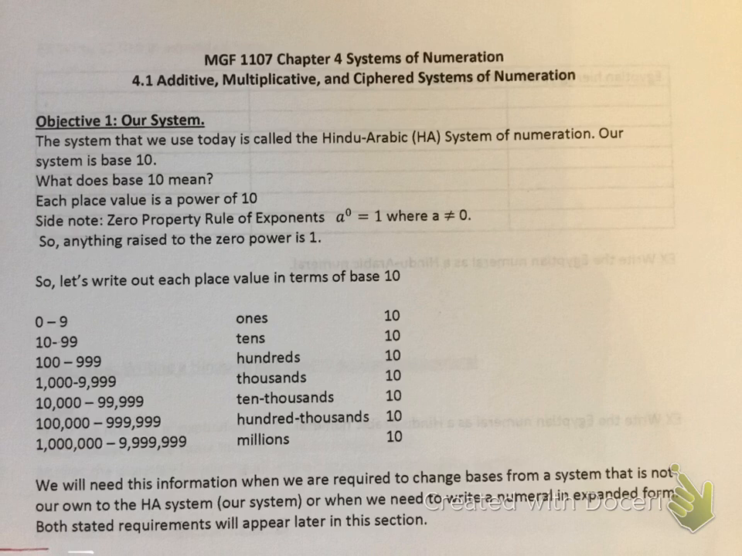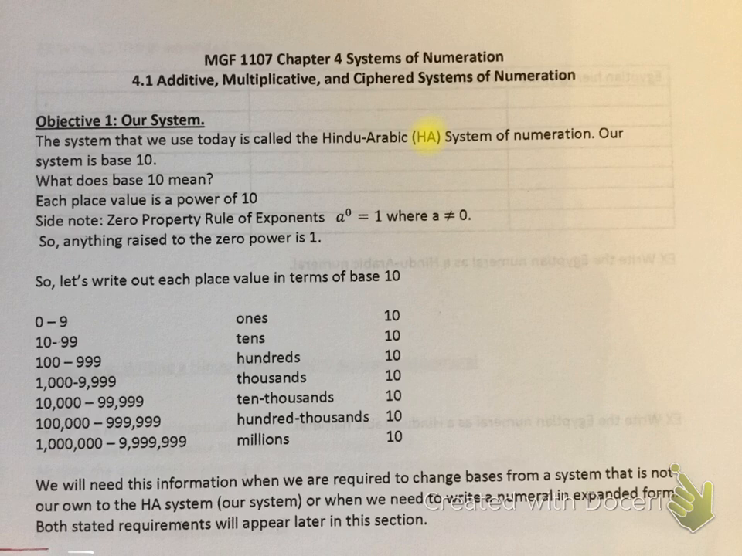This is objective number 1, our system. Our system that we use today is called the Hindu-Arabic system, and I will be calling it the HA system for short when we do these problems, so I don't have to write that out every single time. And you have to understand that our system is base 10. So you may be wondering, what does base 10 mean? That means that each place value in our system is a power of 10. And I'll be showing you that in a minute.